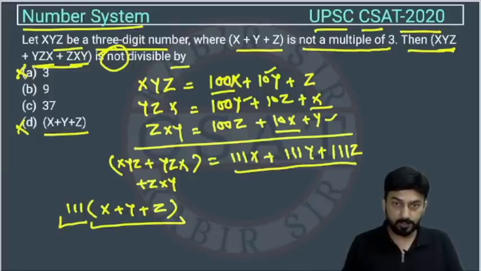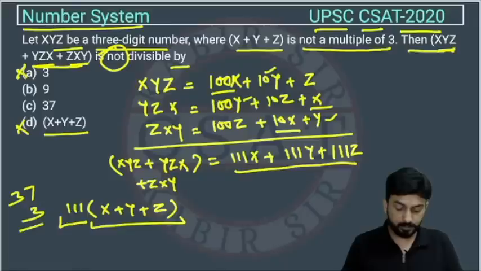Let's check first with 37. We will divide 111 by 37. So how many times will this go? This will go 3 times. 37 times 3 is 111, right? So we will divide it 3 times. 21, right? 9 plus 2 is 11. So this will cut this 3 times, right?